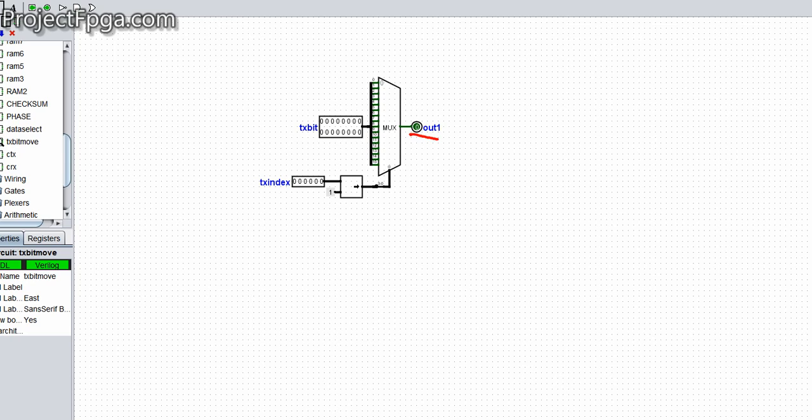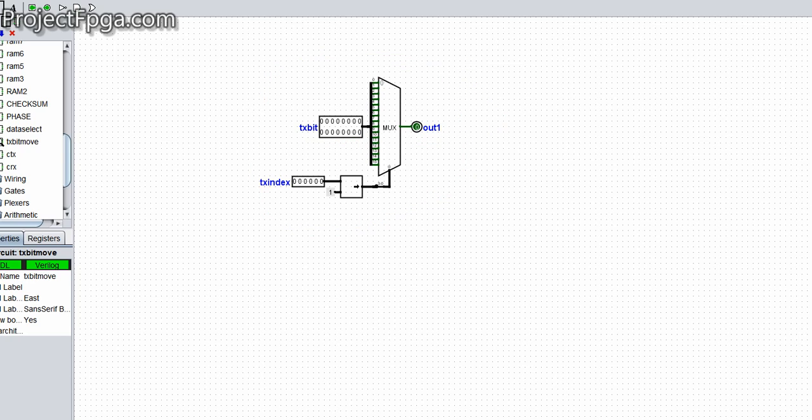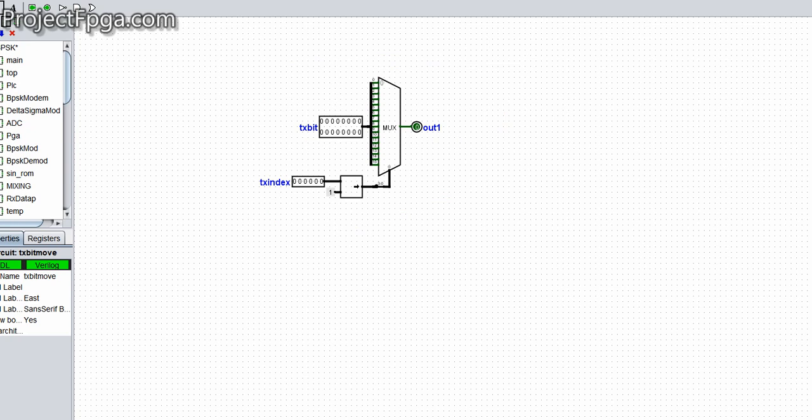So this circuit is actually used to convert this TX bit from parallel to serial. It's more of a parallel to serial outputting. So we are putting out 0, 1, 2, 3, 4, depending on the value of the TX index. So that is what this sub-circuit does. So let's go back and see how it fits into this FPGA.